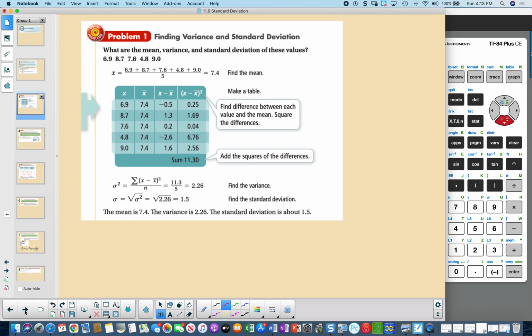The variance will be that sum, 11.3, and we're going to divide it by how many values we have, which is 5, and that is the variance, 2.26. The standard deviation is the square root of that number, which is 1.5. So, in conclusion, the mean is 7.4, the variance is 2.26, and the standard deviation is about 1.5.